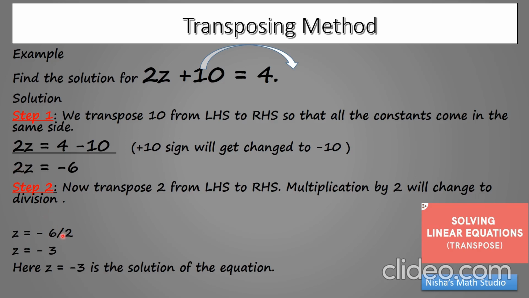From the left hand side, the multiplication, when it comes to the right hand side, it becomes division. 2 ones are 2, 2 threes are 6, so z is equal to minus 3. So this is the solution for the equation.